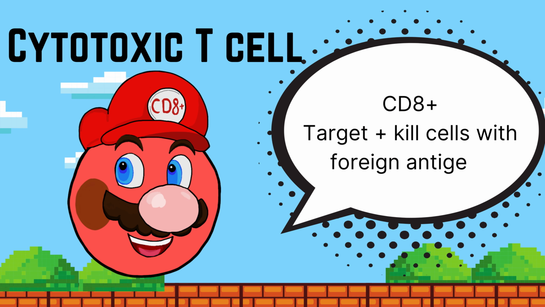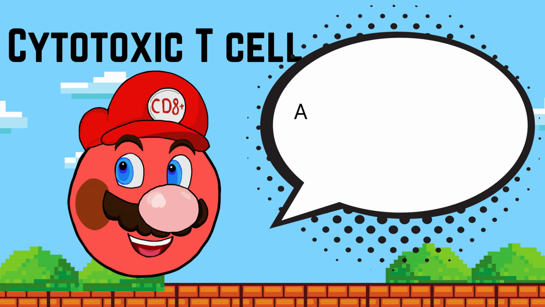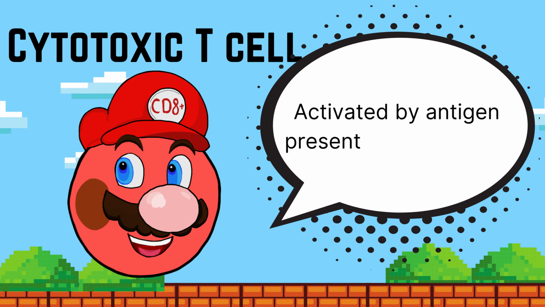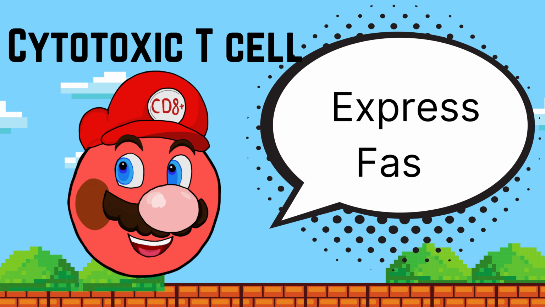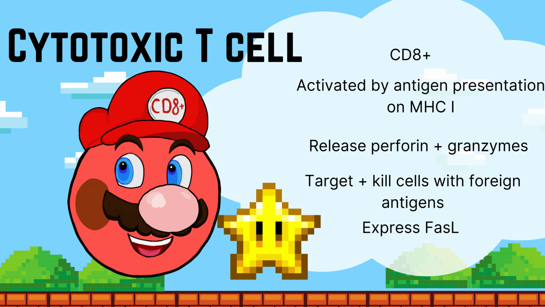Cytotoxic T cells, also known as CD8+ cells, are activated by antigen presentation on MHC1. When activated, these cells release cytotoxic granules containing perforin and granzymes. Perforin creates a hole in the infected host cell membrane which allows the granzymes to gain entry and induce programmed cell death. This is also known as apoptosis. They also express Fas-L, which allows them to bind to a Fas receptor on target cells and initiate apoptosis.